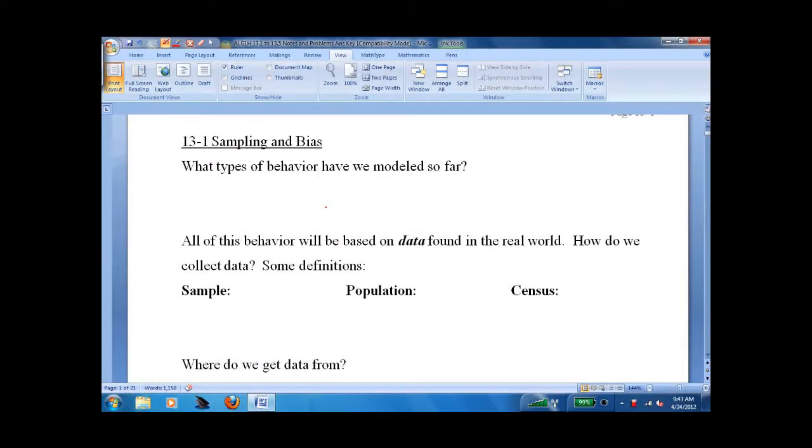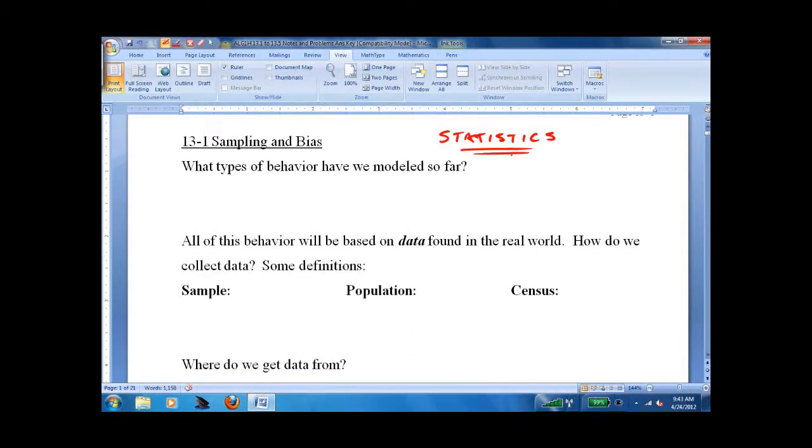Lesson 13.1, Sampling and Bias. This is the beginning of an entire unit called Statistics, which will not look like the algebra we've done so far because it's different. It doesn't get covered in a lot of algebra courses and should. This is what life is all about. What goes on in the world and how do we analyze it? It's all statistics. So we'll come back to that.